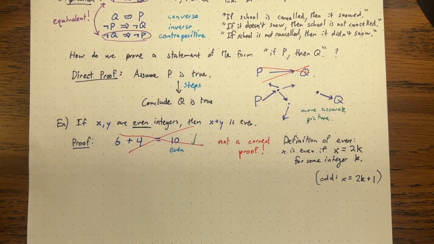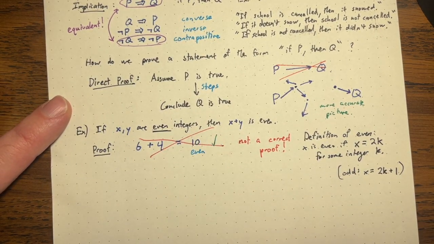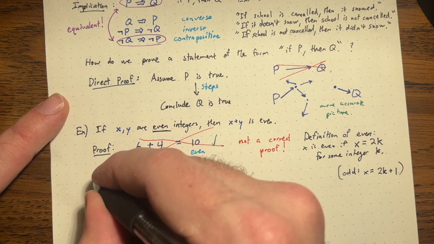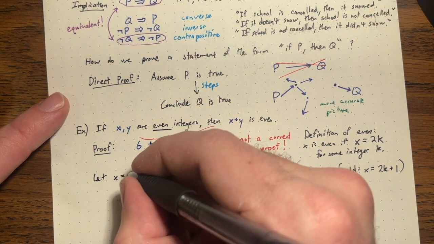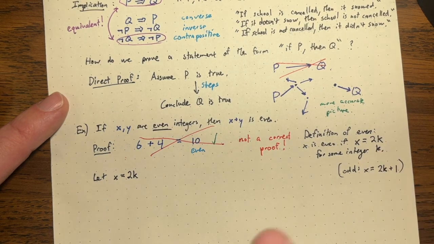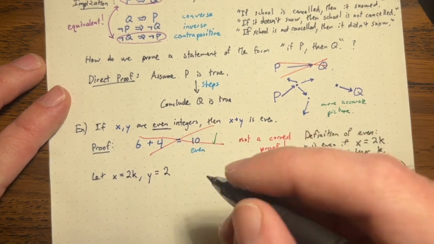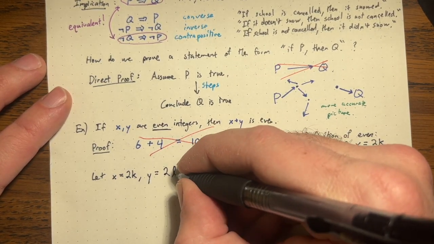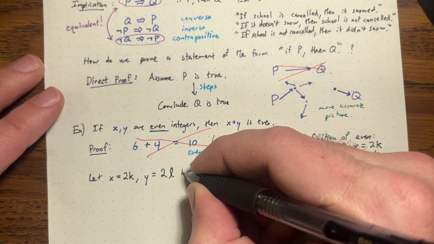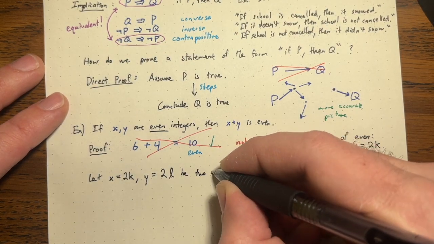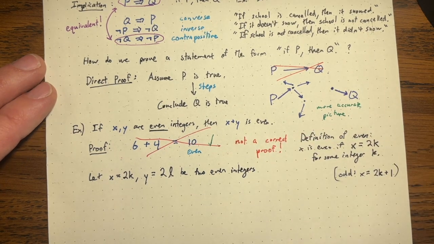So here's how I will proceed. I will assume this is true. I assume we have two even integers, any two even integers. So let x and y be even integers. And I'll say x is going to be 2k because it's even. So by definition, it's 2 times some integer k. And y is going to be 2 times, I don't want to put the same k because it's a different integer, so I'll put l. Some other integer. Let these be two even integers, right? Okay.